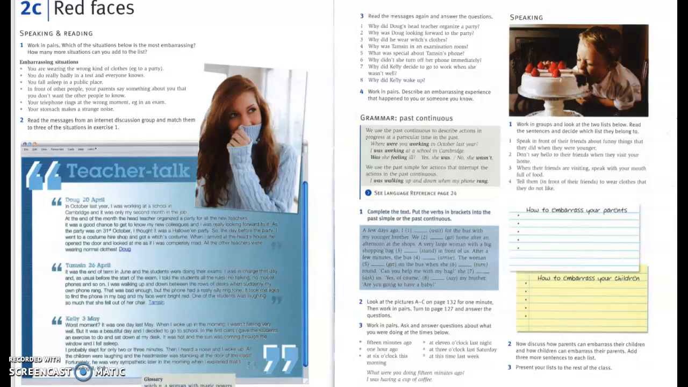This screencast is to support the teaching of this lesson, which is lesson 2C from the book Straightforward Pre-Intermediate. The author is Philip Kerr, and that is Macmillan. Okay, so that's the full reference. Here's the student's book page, and you're also going to need two other things.